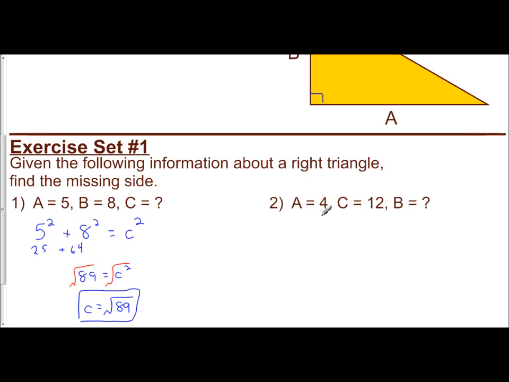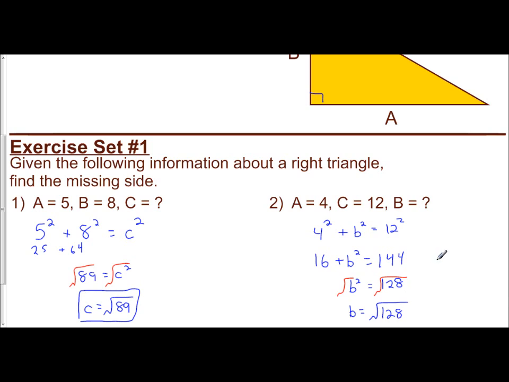So let's look at this one. We're told A is 4, so I have A squared. B I don't know, so I'm going to put plus B squared, gives me C squared, which is 12 squared. So A squared is 16, so I have 16 plus B squared. 12 squared is 144. So I would subtract 16 from both sides and get B squared is 128. And then I would take the square root of both sides to solve for B. And when I do that, I'm going to get B equals the square root of 128.